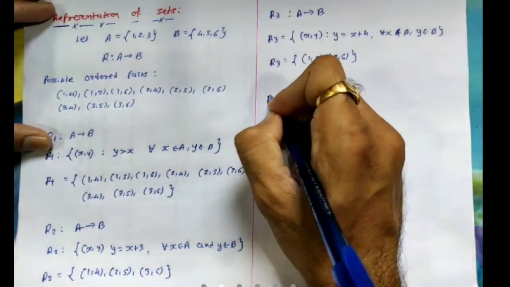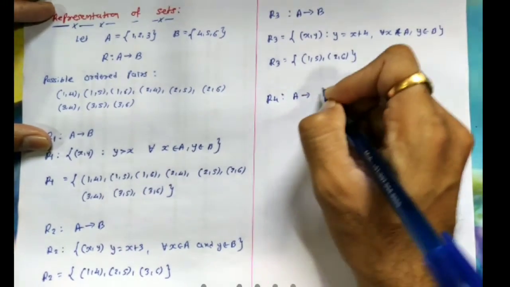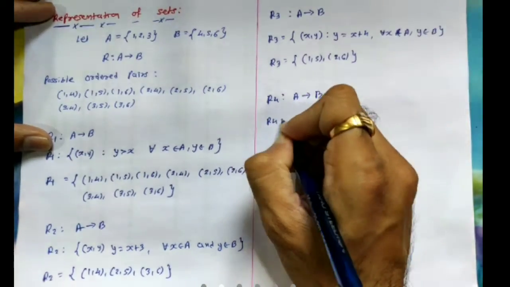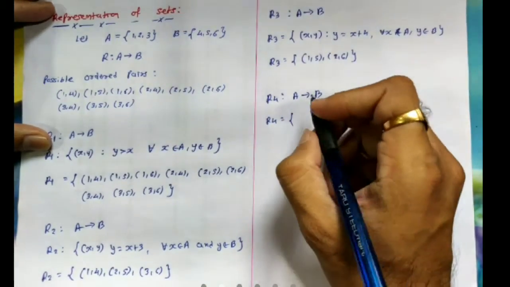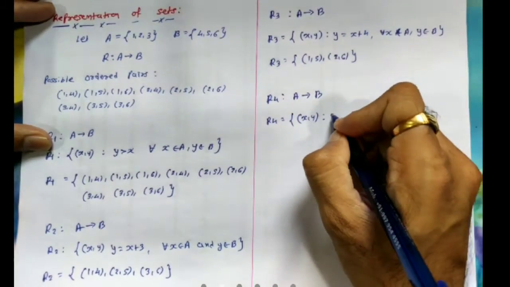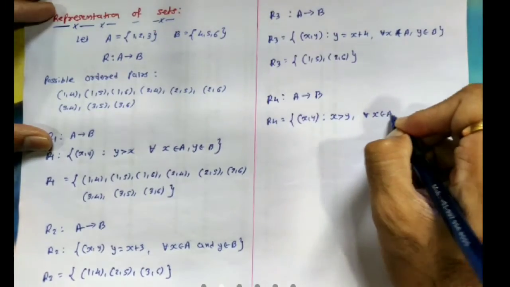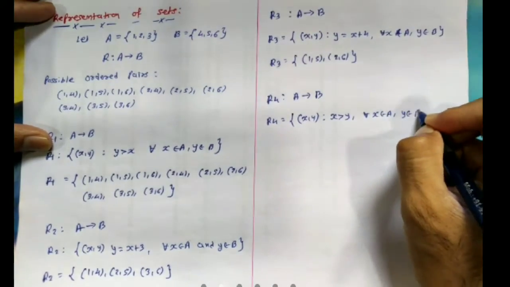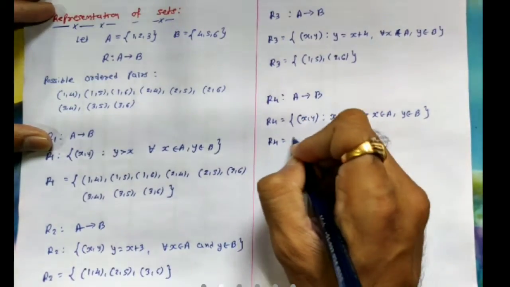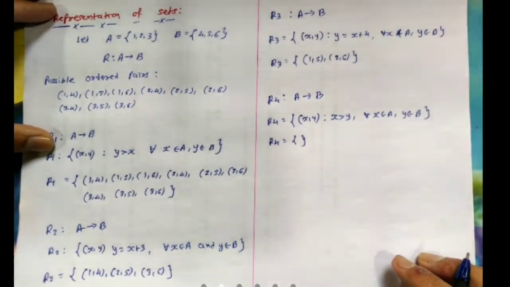And we described one more relation, that was relation R4 from set A to set B, and the description for relation R4 is (x, y) where the first element is greater than the second element, in which every first element belongs to set A and y belongs to B. And for that relation R4, there was no ordered pair: it is the null set.